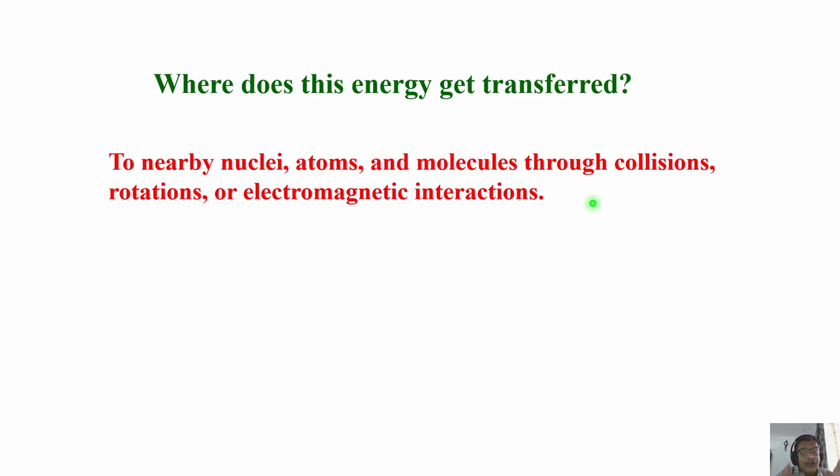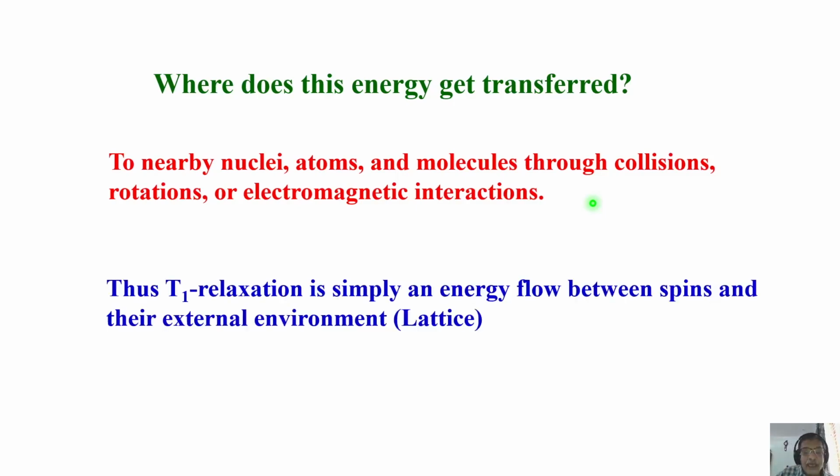It all can happen, any of them. It can collide with another atom and give energy. It can undergo molecular rotation and give energy. And it can undergo electromagnetic interaction. So all these things are there. These are the modes through which it will give energy to the other person who is absorbing the energy. And what do you call that? The system which absorbs energy given by the spins is called lattice.